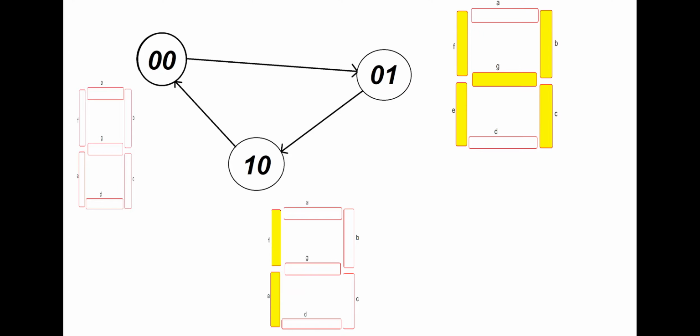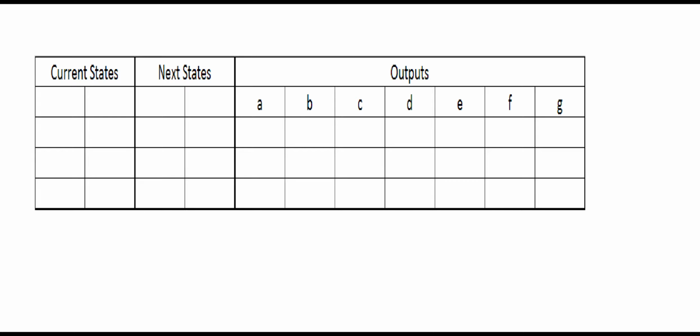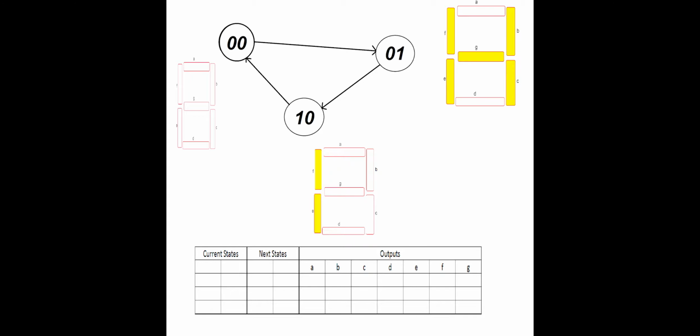From this diagram we can build a table. This is called a truth table. We just want to put everything from the diagram into this table. We start from the current state 0, 0. We see that the diagram goes from state 0, 0 to 0, 1. So under the next state column in front of the 0, 0, we write 0, 1. The diagram also shows that in state 0, 1, outputs B, C, E, F, and G are on. So we put 1 under those outputs.